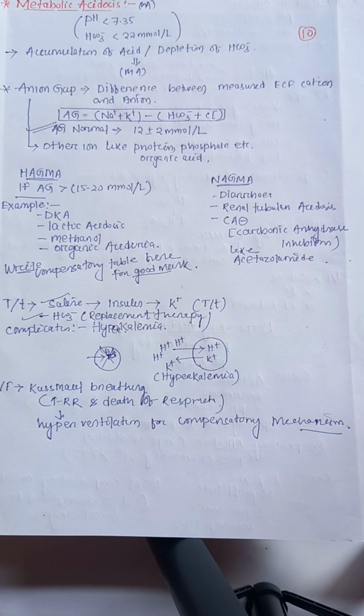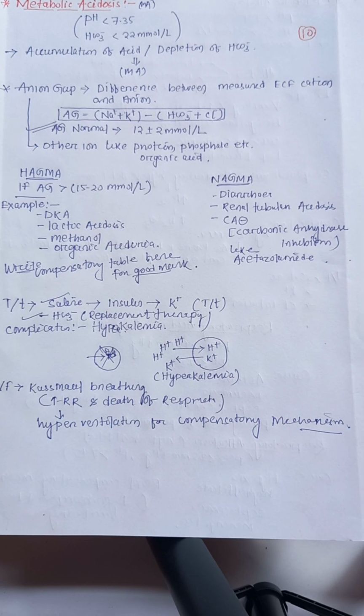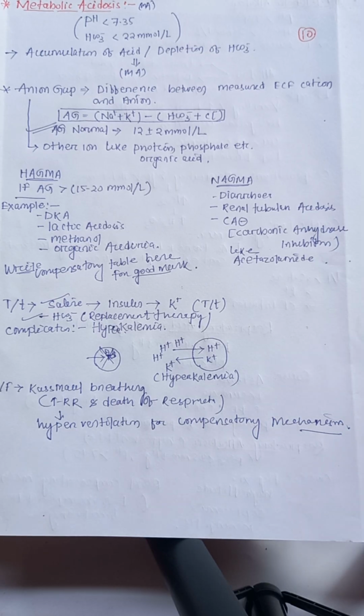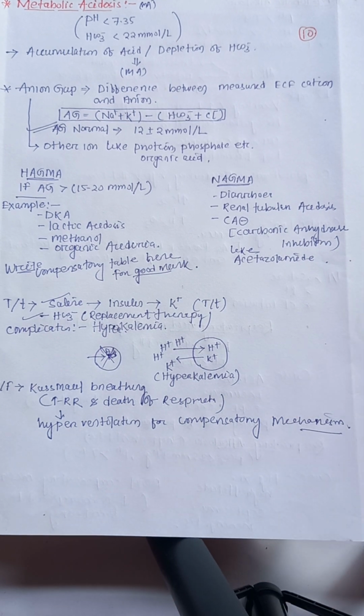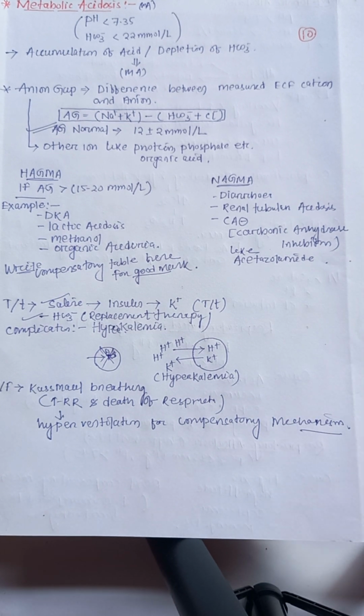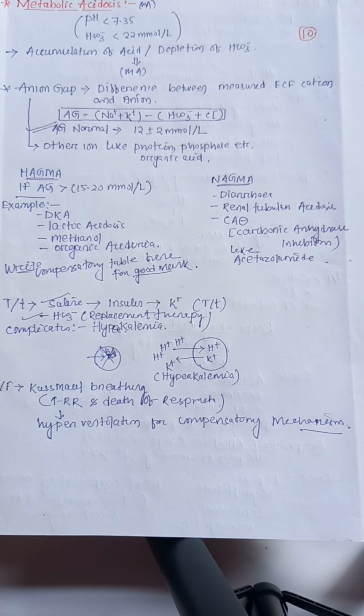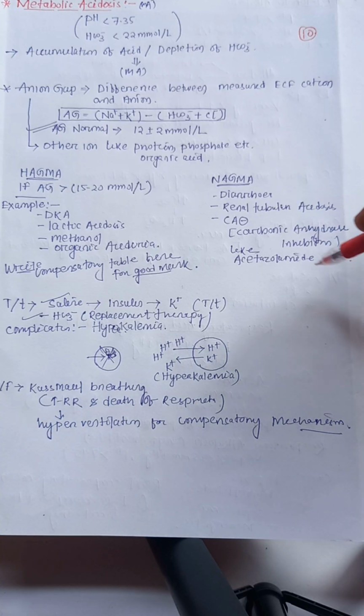If greater than this, it is called high anion gap metabolic acidosis. There is no such thing as less; it should be normal or greater. So AGMA means high anion gap metabolic acidosis, if the AG is greater than 15 to 20 millimoles per liter. Examples are diabetic ketoacidosis, lactic acidosis, methanol poisoning, and organic aciduria. And NAGMA is normal anion gap metabolic acidosis, like diarrhea, renal tubular acidosis, and carbonic anhydrase inhibitors like acetazolamide. You should know this.